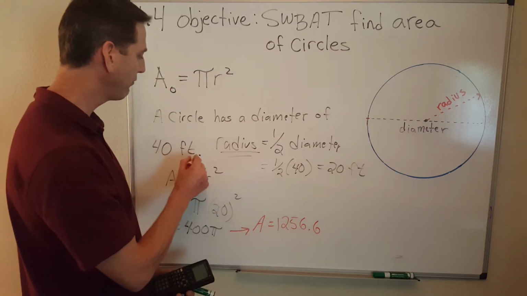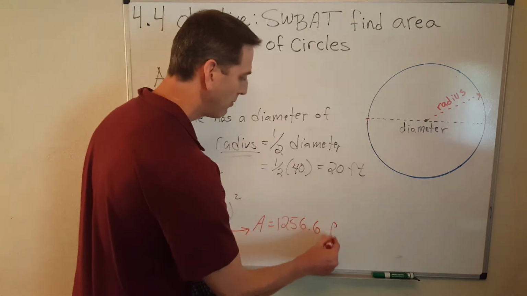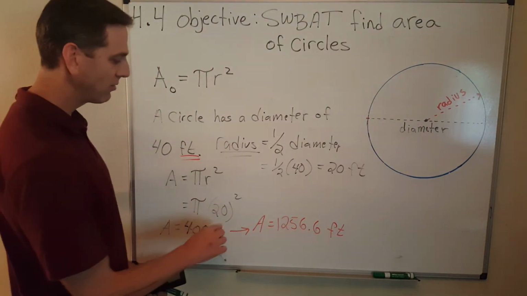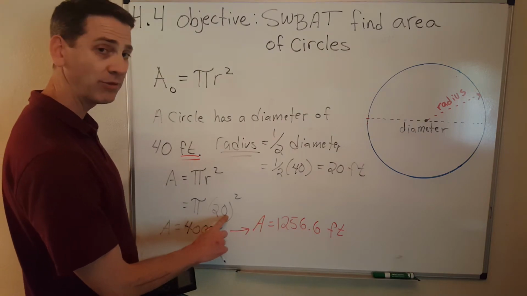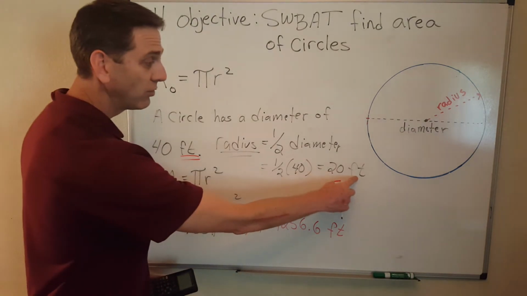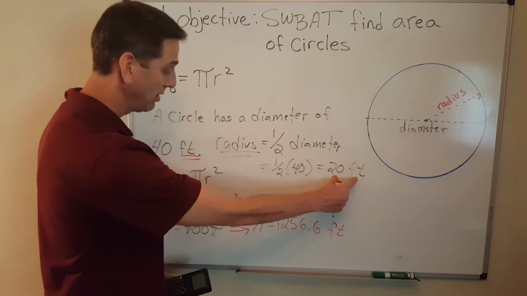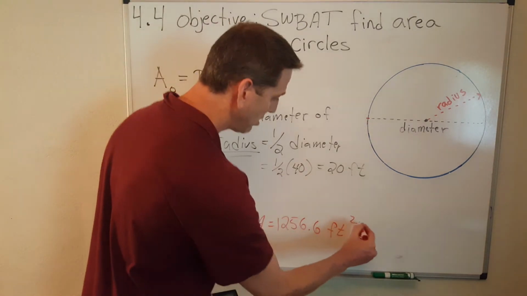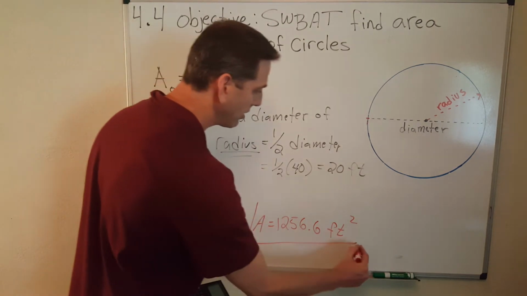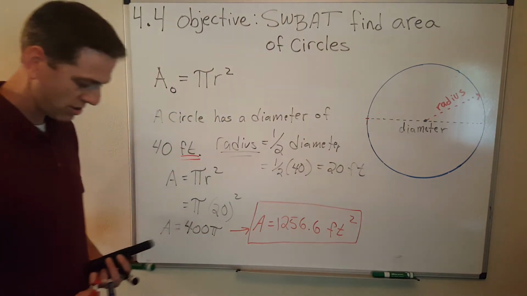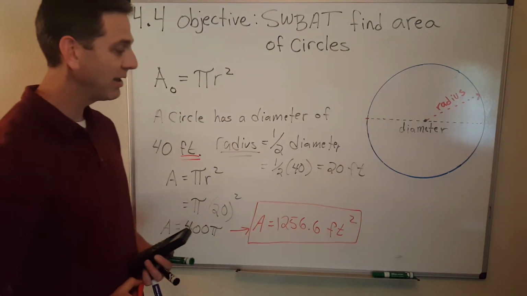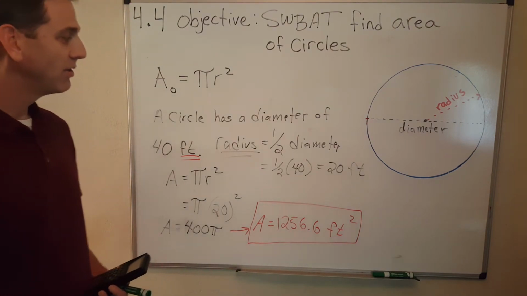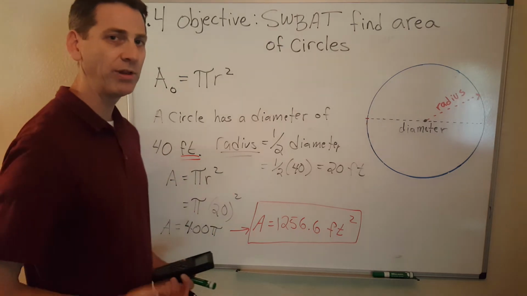And now what's the unit? Well, we're talking about feet, right? But whenever you're dealing with area, it's always in square units, right? Because this was actually feet times feet, right? 20 feet times 20 feet is 400 feet squared. All right, so there's my area of my circle. So very straightforward. As long as you know the formula, you got it.